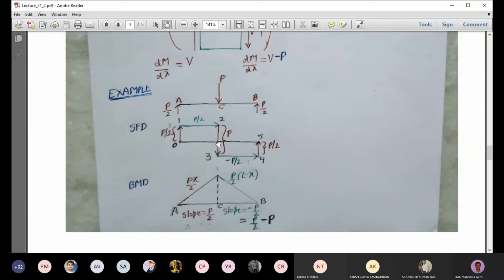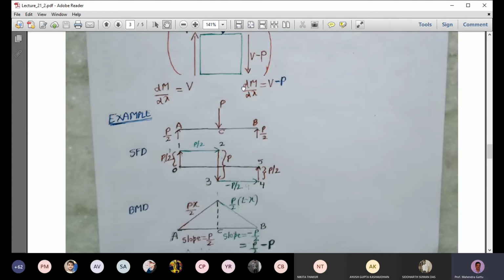The basic idea is that we have this drop in shear force at location C. Immediately to the left it is P by 2, and immediately to the right of point C it is minus P by 2, and the drop is by an amount of P. Okay, so that we have cleared.